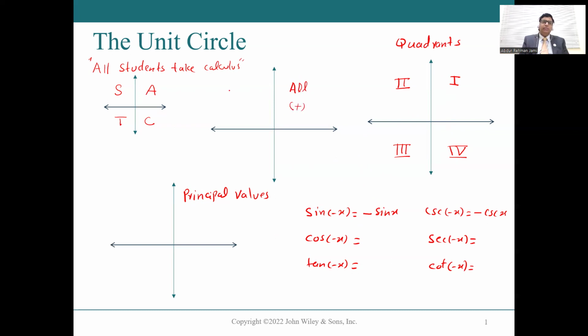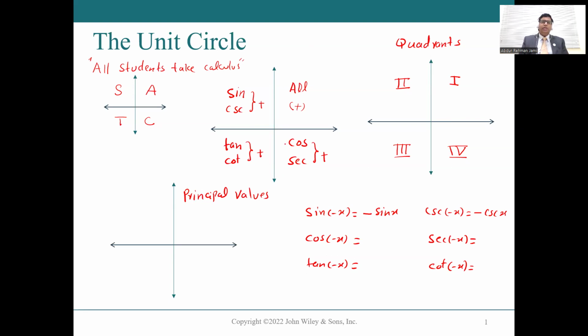In the second quadrant, sine and cosecant are positive. The remaining four functions are negative. In this quadrant, tangent and cotangent are positive, and the remaining four functions are negative. Here, cosine and secant are positive, and the remaining four functions are negative.